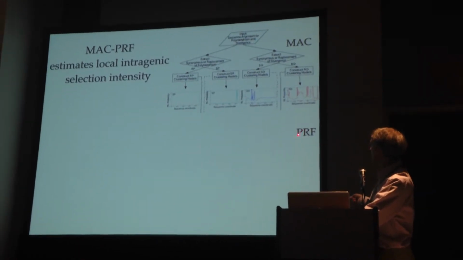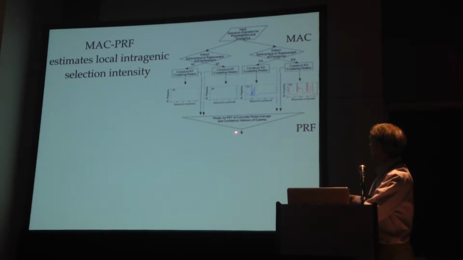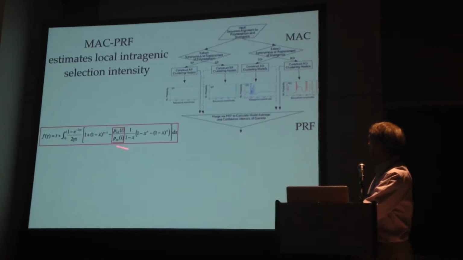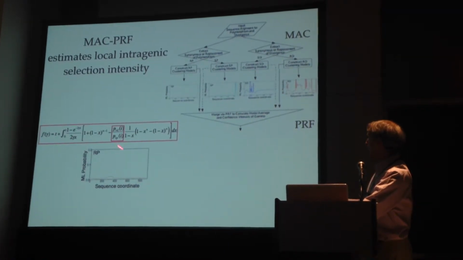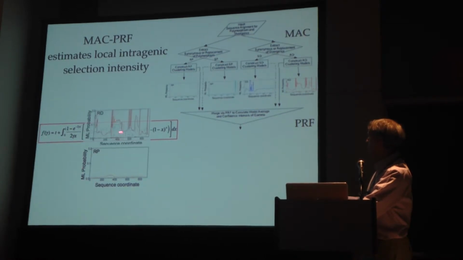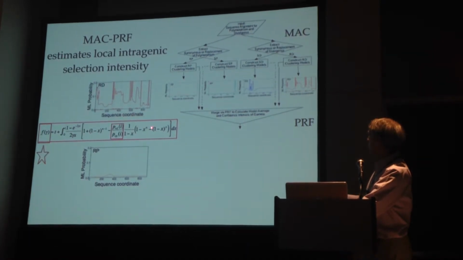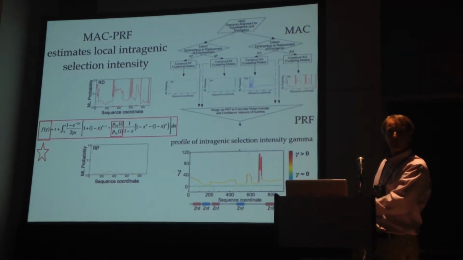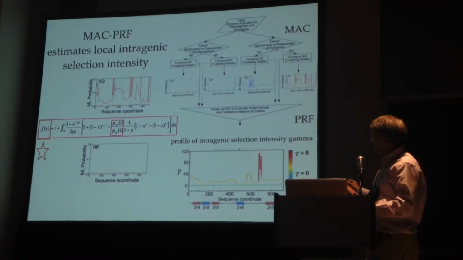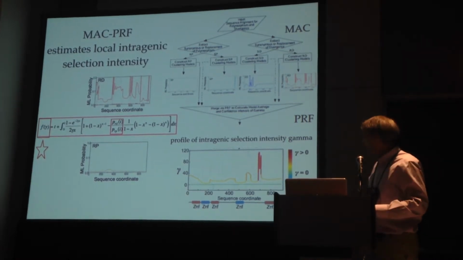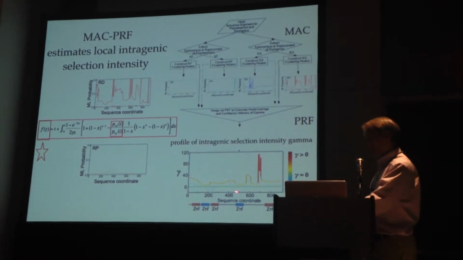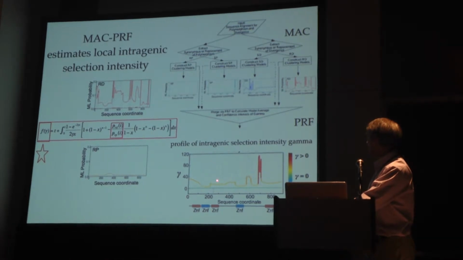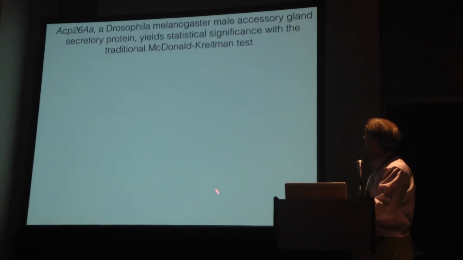And then you feed those into that PRF model, merge them, and then you can estimate gamma according to the equation based on the replacement polymorphism again and the replacement divergence to yield gamma across sites. So it allows you to sort of estimate what's happening across sites. This gene is zinc finger, and I'm going to talk about it in just a moment.